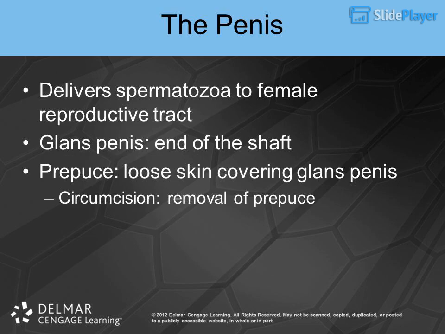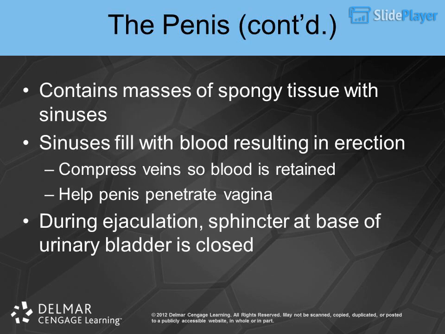The penis delivers spermatozoa to the female reproductive tract. The glans penis is the end of the shaft. The prepuce is loose skin covering the glans penis. Circumcision is removal of the prepuce. The penis contains masses of spongy tissue with sinuses. Sinuses fill with blood resulting in erection and compress veins so blood is retained, helping the penis penetrate the vagina. During ejaculation, the sphincter at the base of the urinary bladder is closed.